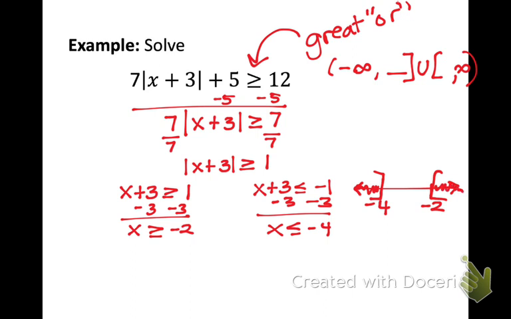So now let's put it into interval notation. It's going to be what? Negative infinity to -4, square bracket, union, square bracket, -2 to infinity.